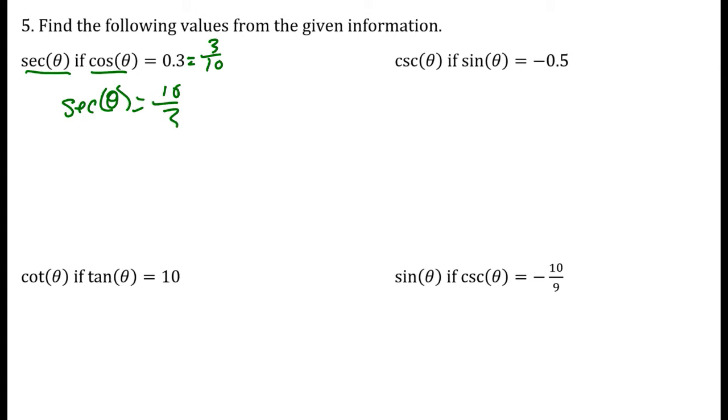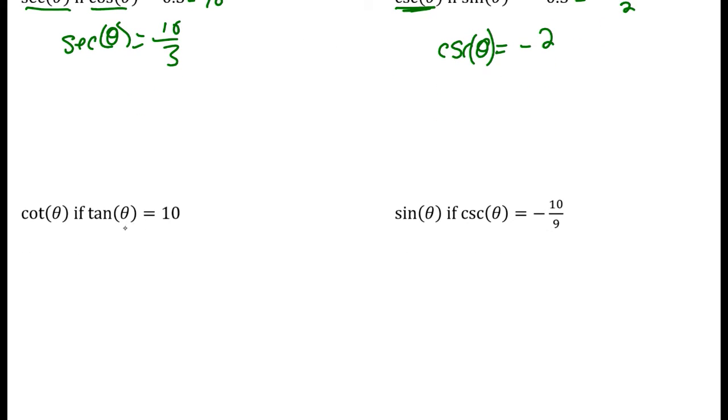It's 10/3. Done. I want to find cosecant if sine is negative 0.5. If sine is negative 1/2, well, what's cosecant? Cosecant of theta is flip that. Negative 2. Done. What is the cotangent of theta if tan theta equals 10? Well, cotangent is the reciprocal of tangent. 1/10. Done. What's the sine of theta if cosecant of theta is negative 10 over 9?